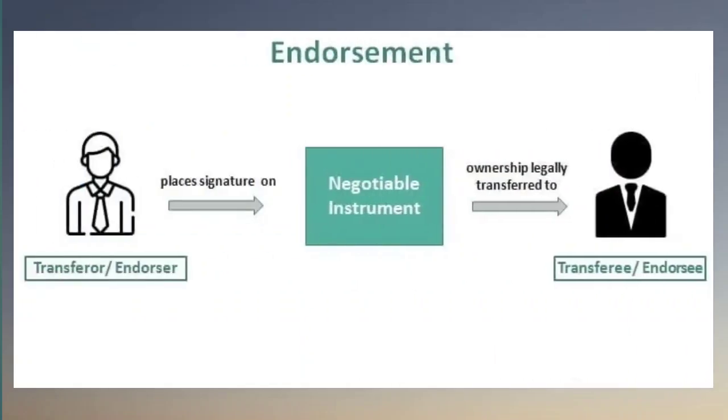Next is the endorser. This is when the right of payment is transferred from the payee to another party, and then the payee is called an endorser. Last is the endorsee. This is when the right to take the payment is transferred from the payee to another party, and the party to whom the right is transferred is called the endorsee.